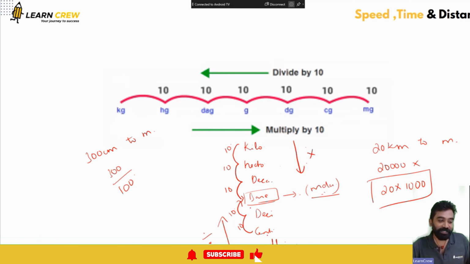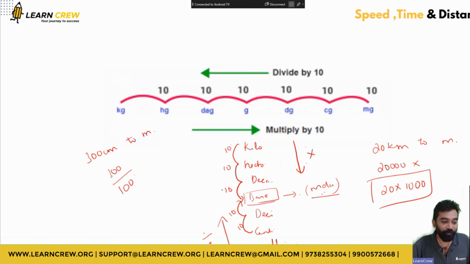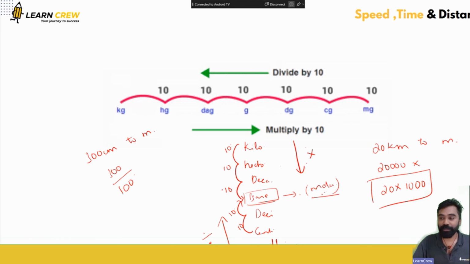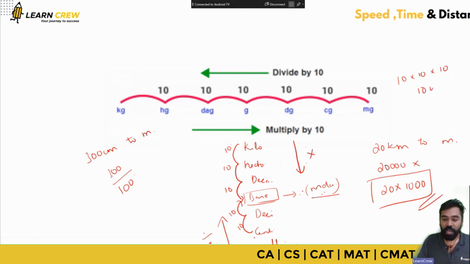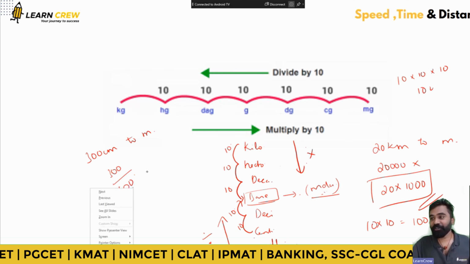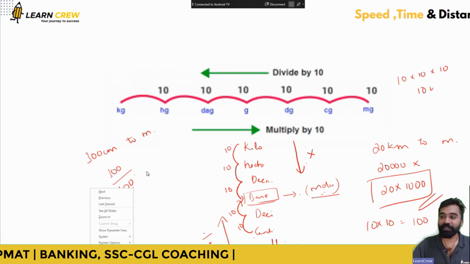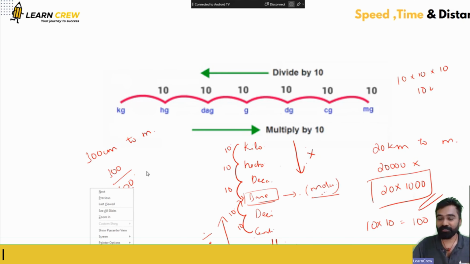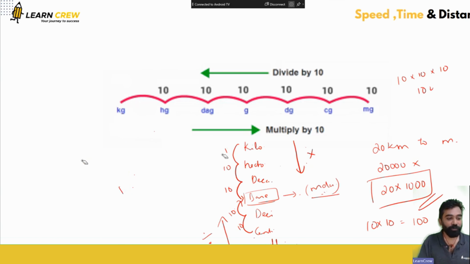So from centi to the base, that is meter, when you're going up, you're going to divide by the number of tens. For example, from kilo to base, a single 10, 2 tens, 3 tens. What is 10 into 10 into 10? 1,000. That's what you did here. From centi to base, 1 ten, 2 tens, that is 100. Divide by 100. In this way, you convert from centimeter to meter, meter to kilometer. Clear how you are multiplying and how you are dividing?